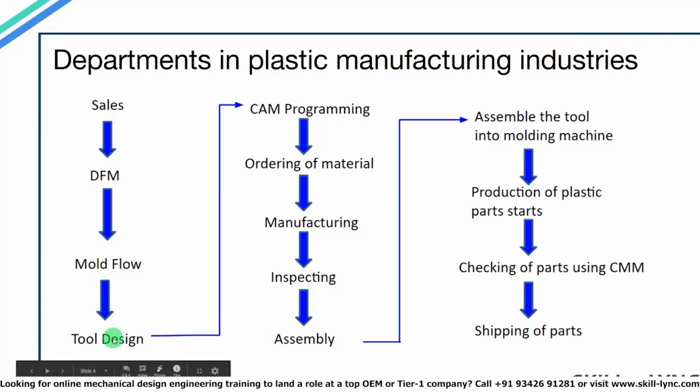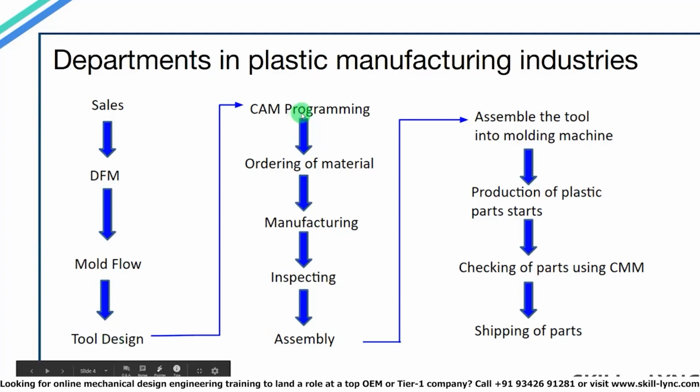Then comes the tool design team. They get the gate point location as input from the mold flow team. The tool design team decides the cooling channel location, location of ejector pins, the core cavity separation, parting lines, etc. We will have a look at what are the parts of the mold in a short while. Basically, the tool design team is responsible for all the parts of the mold tool.